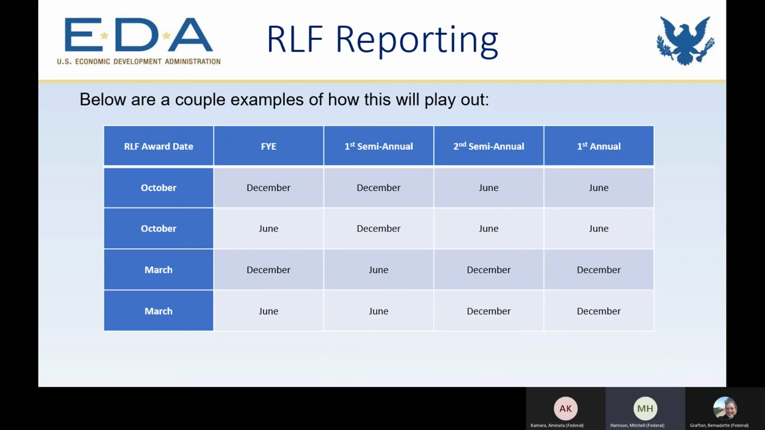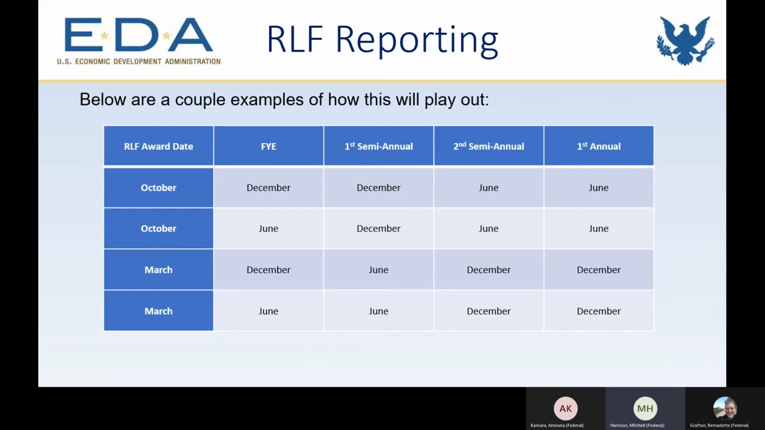In the second row, going a little quicker, for an October award where the fiscal year end is June, the first semi-annual report will be due for December, which is the mid-year for this RLF recipient. The second report will be due in June, which coincides with the fiscal year end in this case. And the first annual report using Form ED 917 will be due for June, which in this case coincides with the fiscal year end.